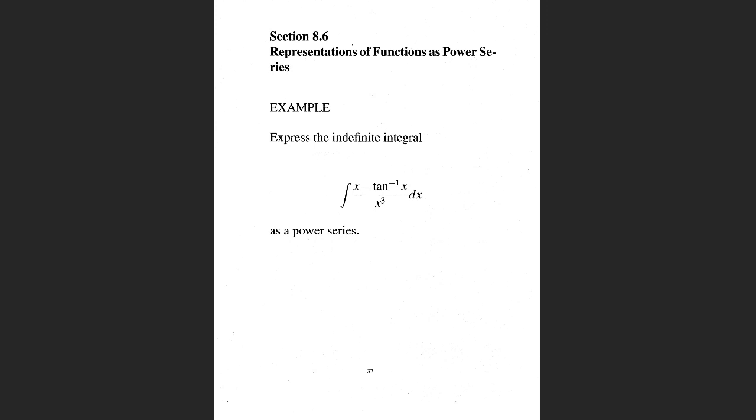Okay, so let me ask, could we get the antiderivative? Can we get, let's see, this is the integral of the function (x minus the arctangent of x) over x cubed. Do you think we can get the antiderivative of that easily?